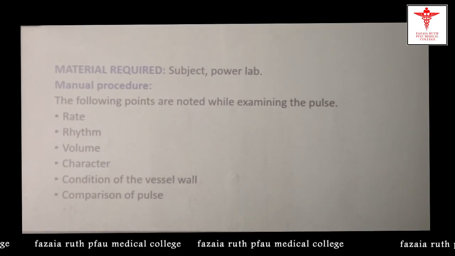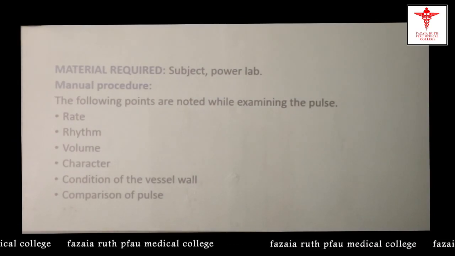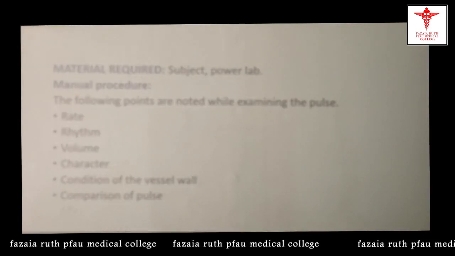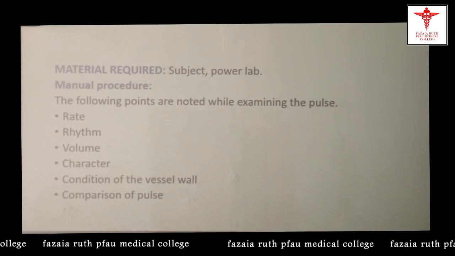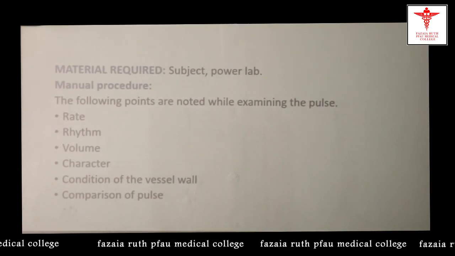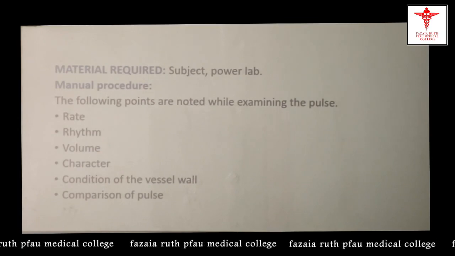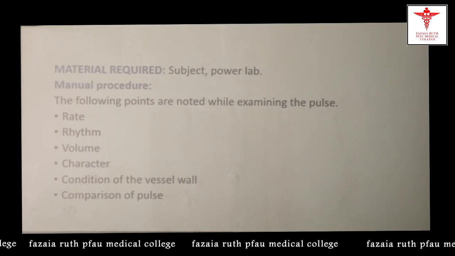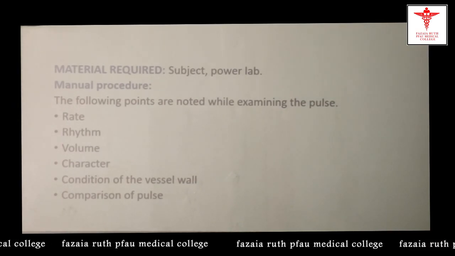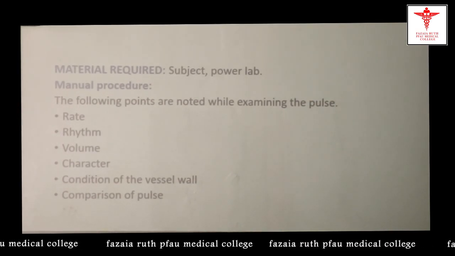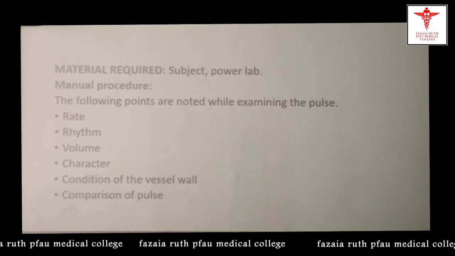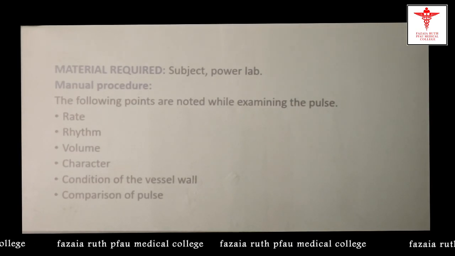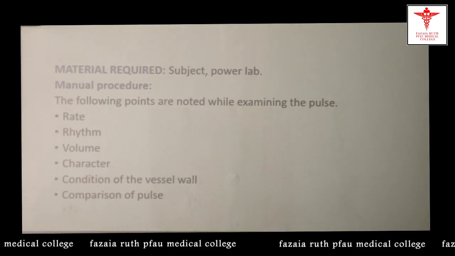Now come to the condition of the vessel wall. Students, normally this is examined by applying pressure on the radial artery by placing the index finger and the middle finger. In a normal person, when we put the hand on the radial artery, we will feel the pulsations. But if there is atherosclerosis, the radial artery would be felt like a cord.